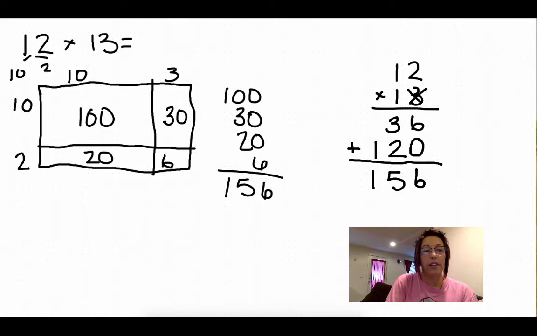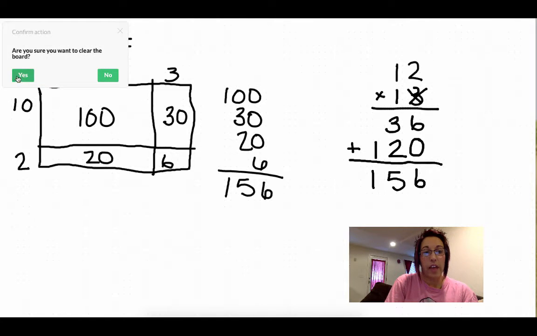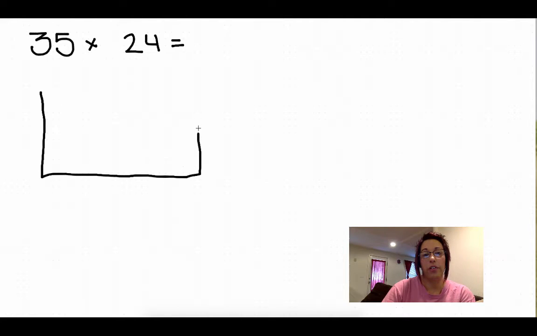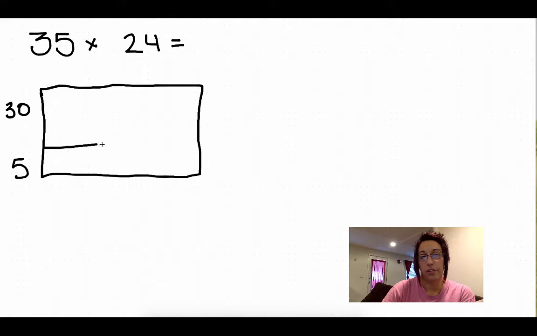Let's go ahead and try another example using the area model for multiplication. We're going to go a little bit more difficult. We'll go 35 multiplied by 24. We'll make this an equation with an equal sign. So we draw our area model. Okay, 35, we break it up into 30 and 5. 24, we break it up into 20 plus 4.